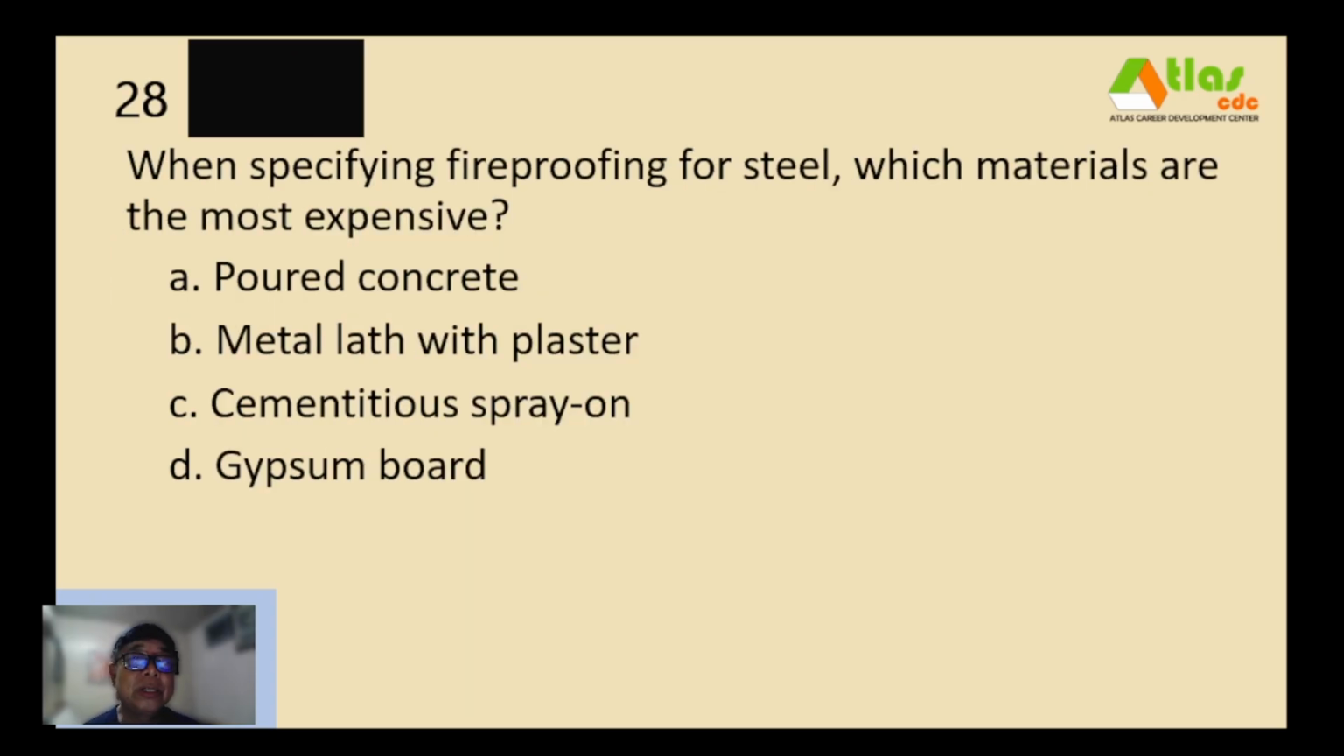So question number 28. When specifying fireproofing for steel, which materials are the most expensive? A. Poured concrete. B. Metal lath with plaster. C. Cementitious spray-on. And letter D. Gypsum board. 10 seconds.